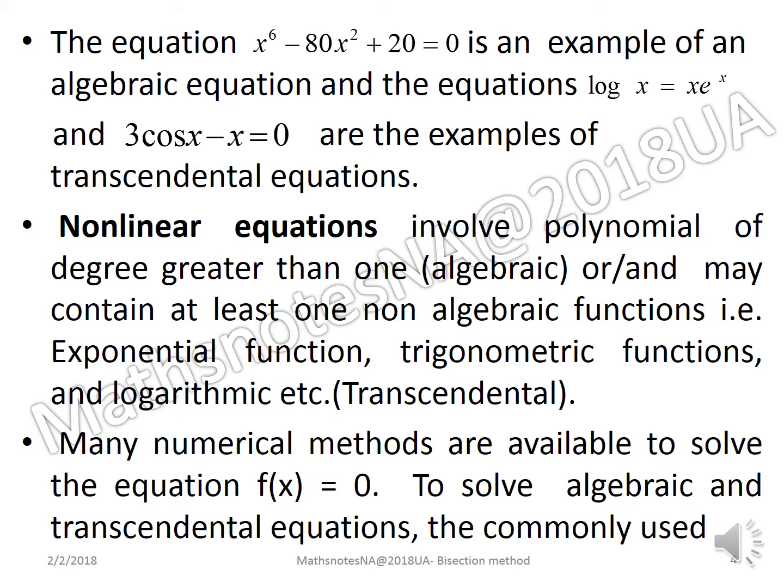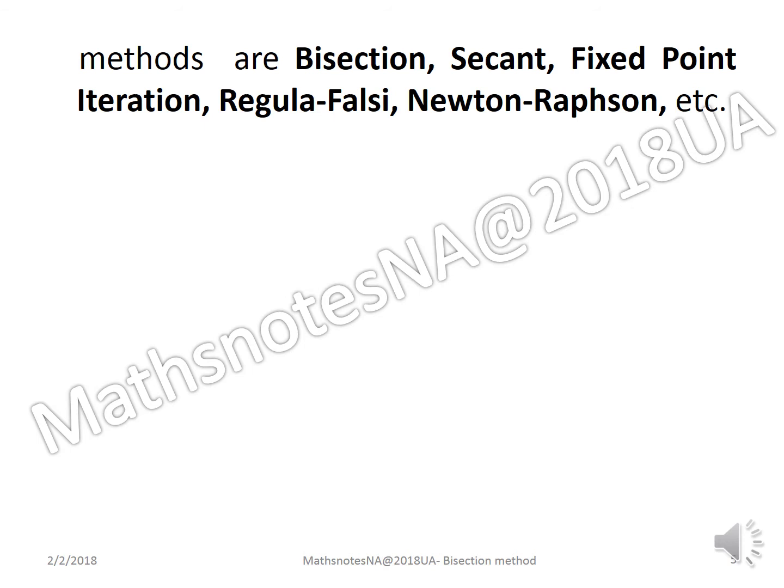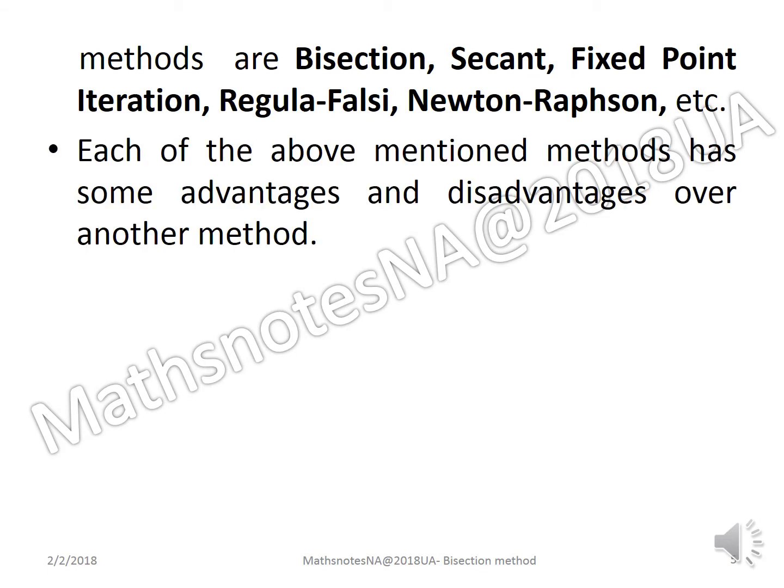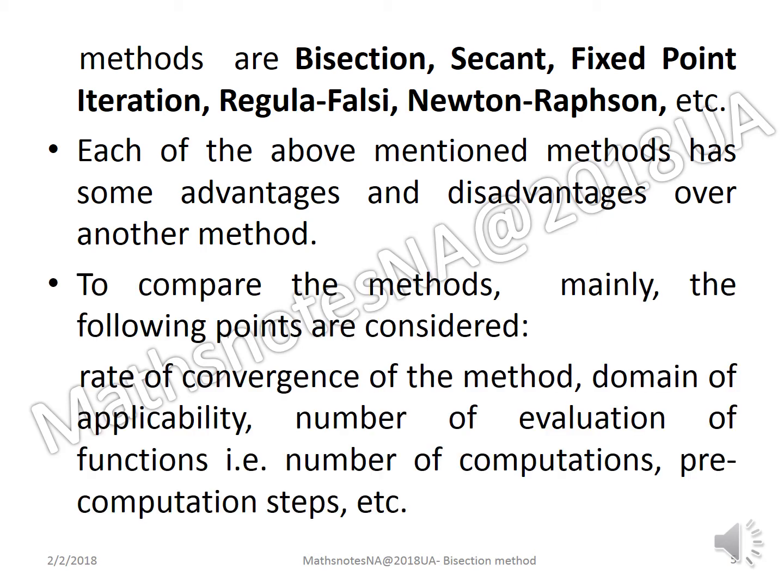Many numerical methods are available to solve the equation f(x) = 0. To solve algebraic and transcendental equations, the commonly used methods are bisection, secant, fixed point iteration, regula-falsi, Newton-Raphson, etc. Each of the above mentioned methods has some advantages and disadvantages over another method. To compare the methods, mainly the following points are considered: rate of convergence of the method, domain of applicability, number of evaluation of functions, that is number of computations, pre-computation step, etc.